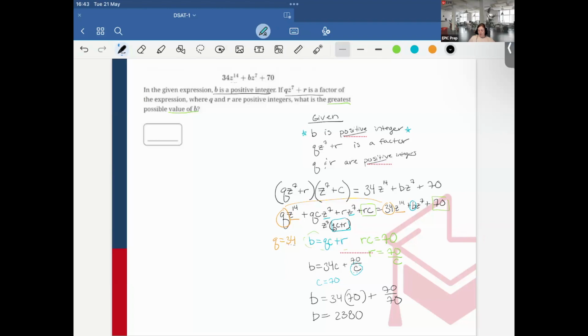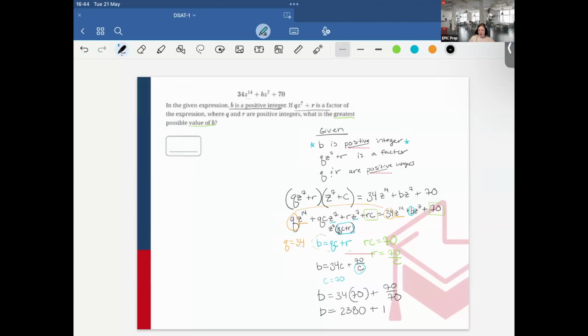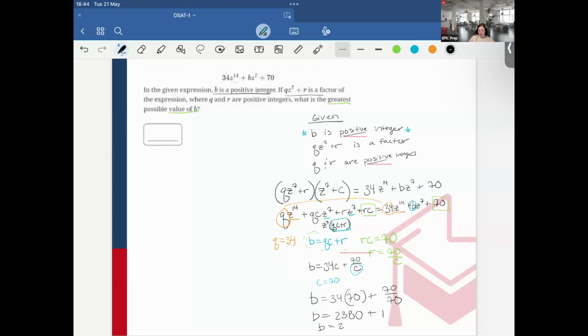2,380 plus 1, and therefore the largest possible value that B could be is 2381. And that would be the correct answer for this one. Okay, so here, I can't use Desmos to solve. It's really knowing factoring really well, and also being familiar with equivalent expressions, which we will also look at next.